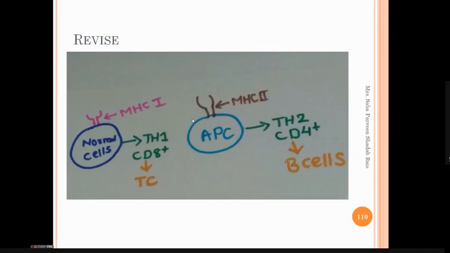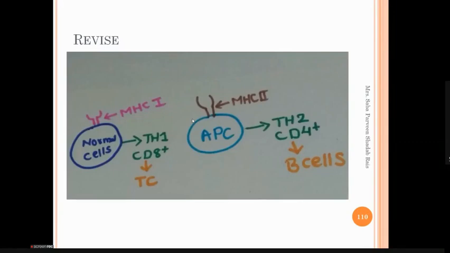Then we learned next the exogenous pathway. In the exogenous pathway, the main players or the main heroes are the antigen presenting cells. This APC will do the endocytosis of the wandering antigen in the bloodstream. After endocytosis they are going to process that particular antigen, and they will assemble that antigen with the MHC2 molecule. Again they are going to flag the MHC2 and antigen complex on their surface.